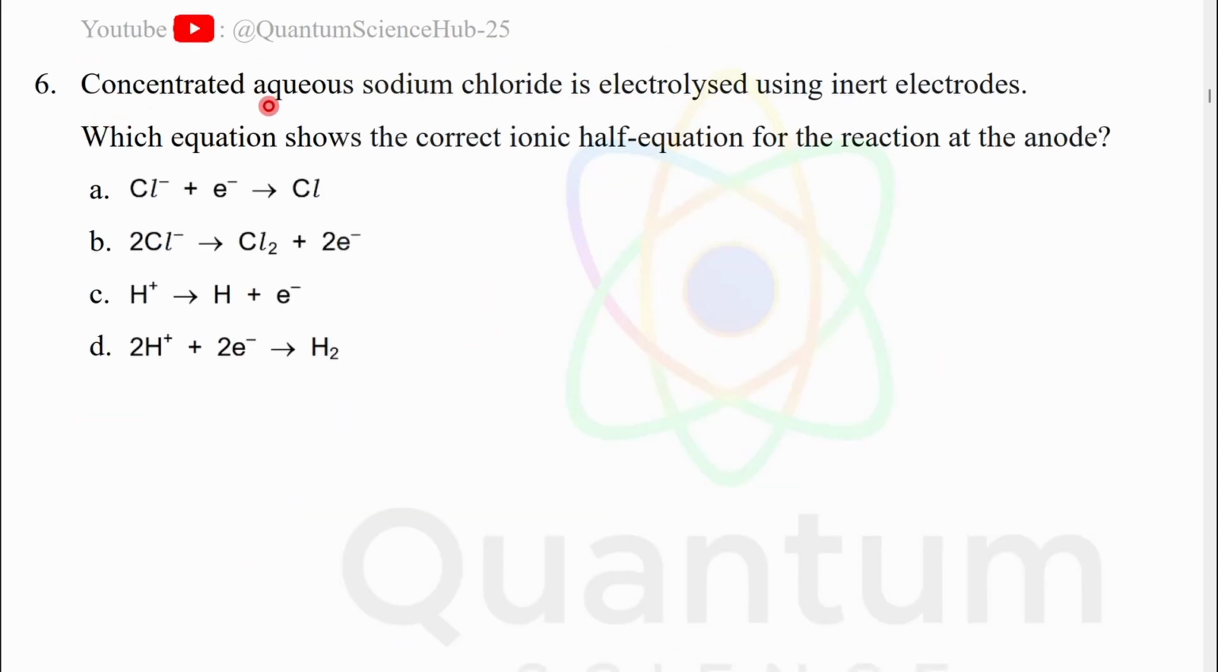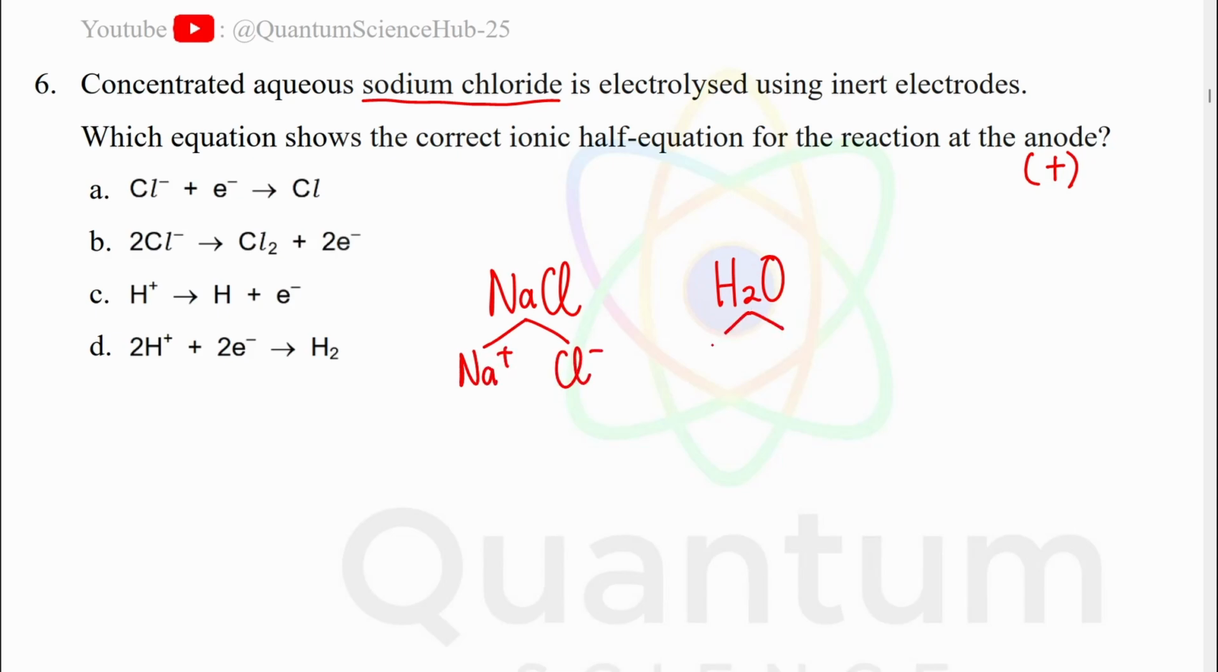Question 6. Concentrated aqueous sodium chloride is electrolyzed using inert electrodes. Which equation shows the correct ionic half equation for the reaction at the anode? Okay, so the question here is at the anode. Anode is the positive electrode, right? Now let's talk about sodium chloride. So sodium chloride, it is NaCl, and from the water, H2O. So let's find out the ions. In NaCl, the ions are Na⁺ and Cl⁻, while from the water, it's always H⁺ and OH⁻.